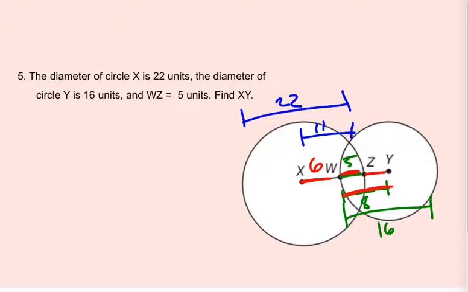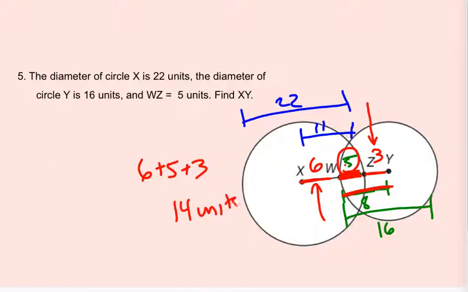The radius of circle Y is going to be 8. This is 5, that makes this 3. So XY is going to be nothing more than 6 plus 5 plus 3. All I did was take the fact that this middle part is 5 and subtract it from each radius, and that got me that one and that one. 11 minus 5 is 6, 8 minus 5 is 3. Add those together, 6, 5, and 3, I hope is still 14. There's my answer.